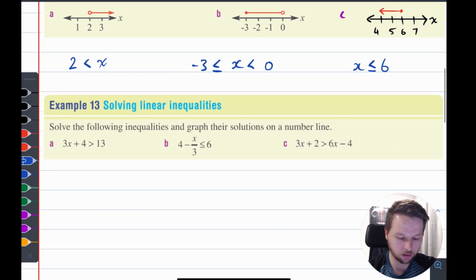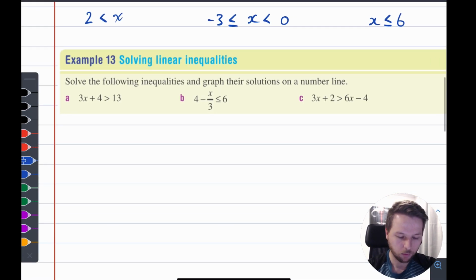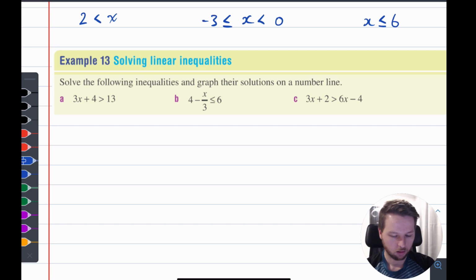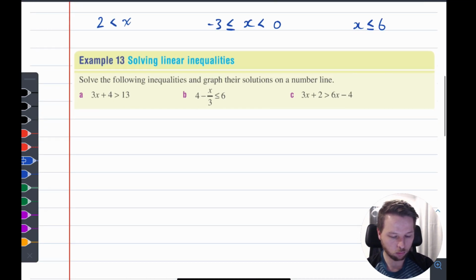All right, now let's have a look at some solving. Okay, we've got 3 examples here. We've got one that just looks like a normal linear equation. We've got one with a bit of a fraction in it, and then one with x on both sides of the equation. Really straightforward.